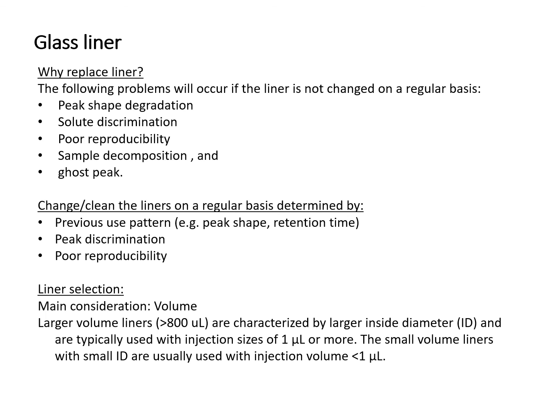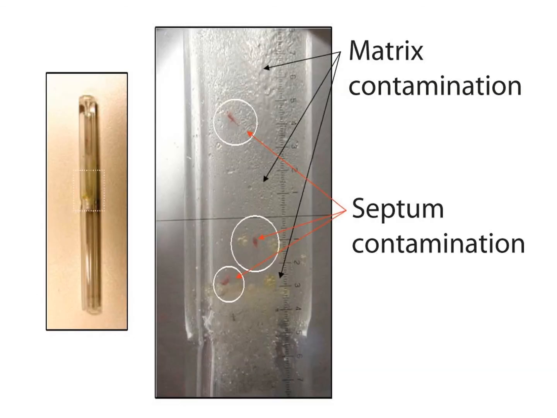Larger volume liners, which are more than 800 microliters, are characterized by larger inside diameter and typically used with an injection size of 1 microliter or more. The small volume liners with small ID are usually used with injection volume less than 1 microliter. Class, here you can see the matrix contamination and septum contamination on the glass liner.